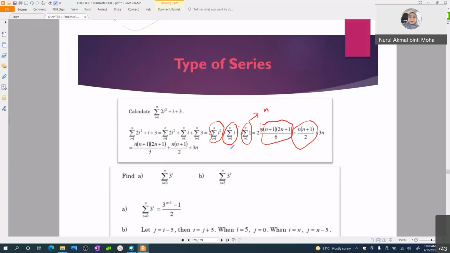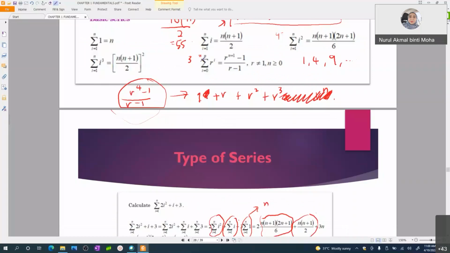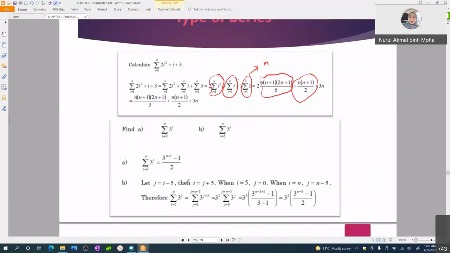Next example, find the summation of 3 to the power of i. For this one, the i is the index, the superscript index, 3 to the power of i. So we have to use the previous formula, this formula. There is no solution, you can do it at home. Okay, this is the solution. You can compare with this formula. I think it's quite straightforward.